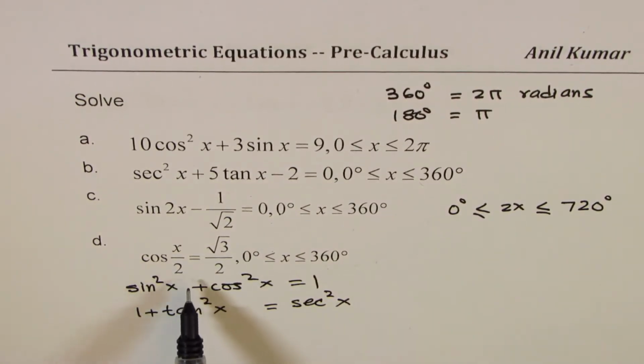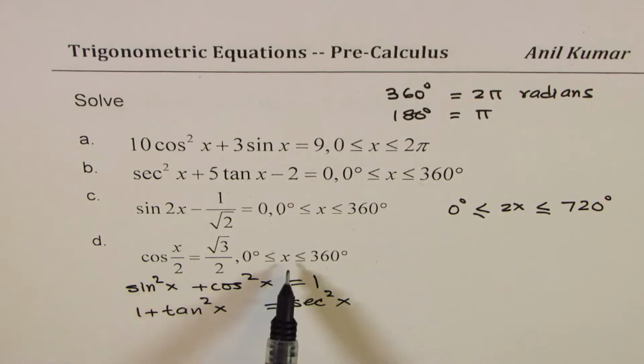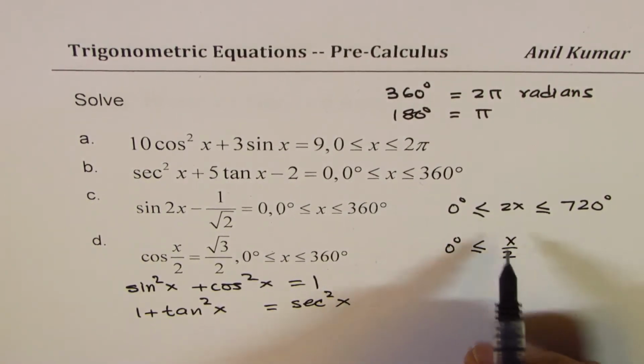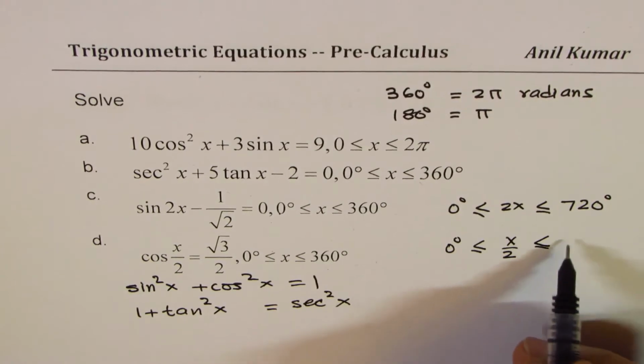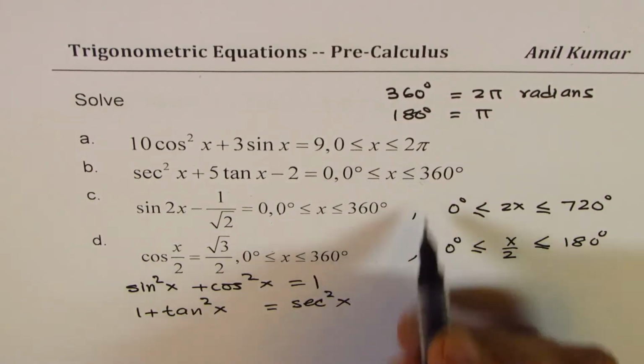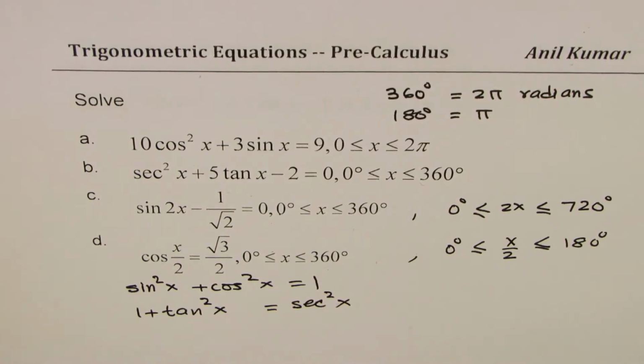And for the last question, purposely I've taken x by 2 to remind you that this domain should be changed, right? So for x by 2, you have to divide by 2, to get x by 2 from 0 to 180 degrees. Correct? So with that, I think you should be in a position to solve them. I'd like you to pause the video, solve them, and then check with my solutions.